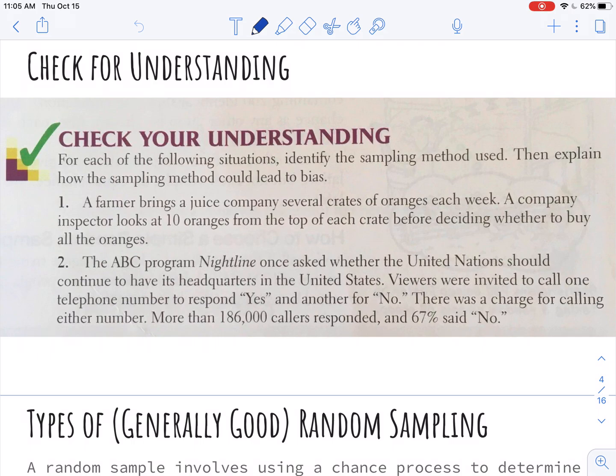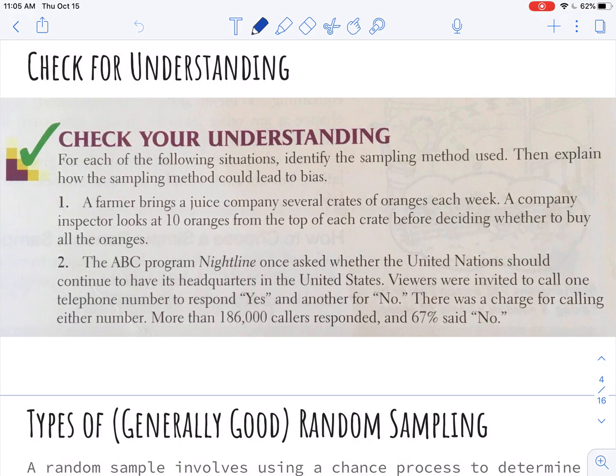All right, the ABC program Nightline once asked whether the United Nations should continue to have its headquarters in the United States. Viewers were invited to call the telephone number and respond yes and another no. There was a charge for calling either number. More than 186,000 callers responded, and 67% said no.